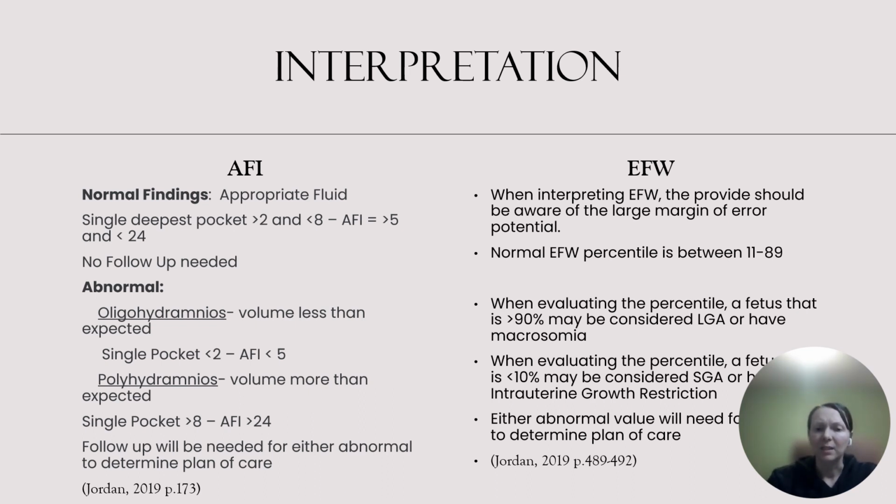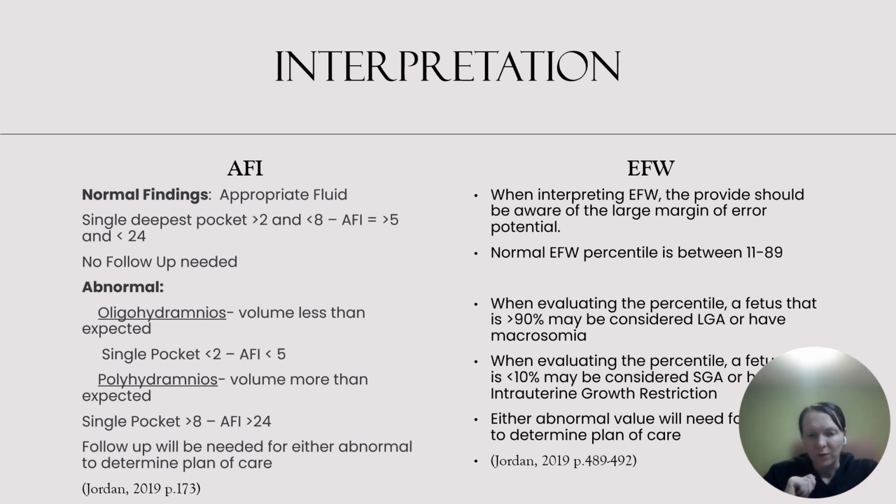And then as far as estimated fetal weight, when you're interpreting the fetal weight, we have to also be cognizant that there is that large margin of error, and a normal fetal percentile is between 11 and 89, so it has a big range. The big things we want to look at as far as the abnormals is we're going to be looking for a baby who we're thinking is at risk for macrosomia, and we're going to be looking at that percentile being above the 90th percentile and seeing what it looks like.